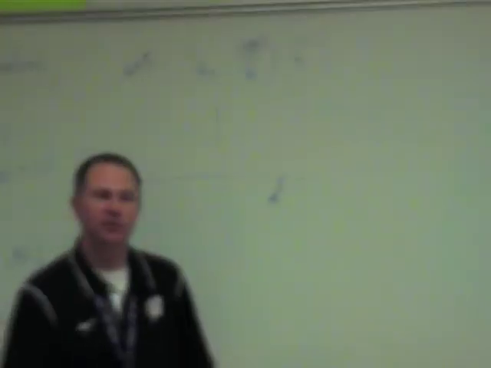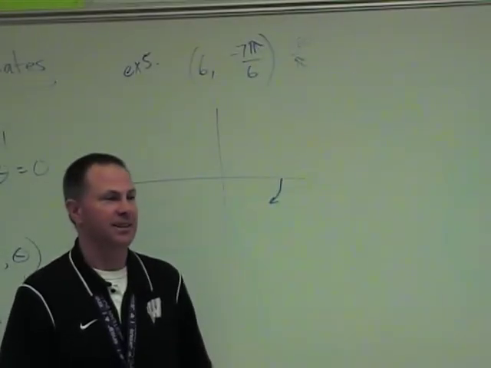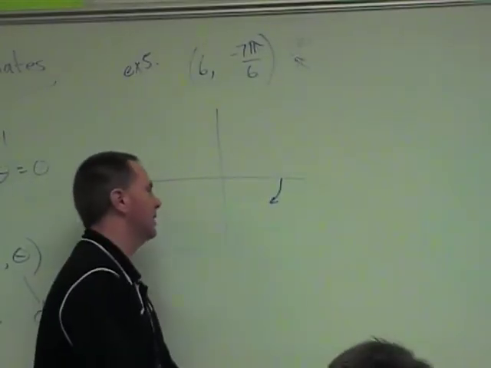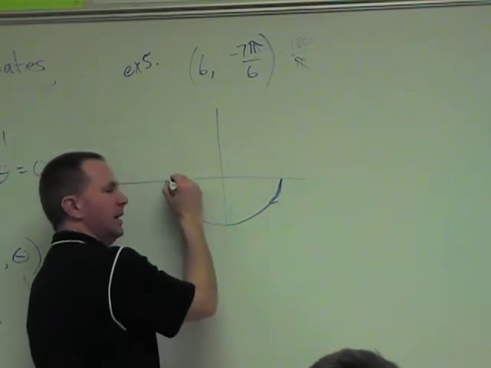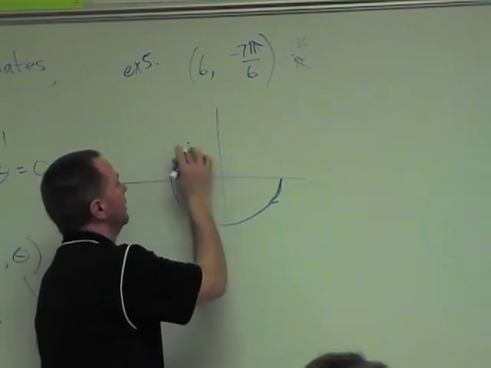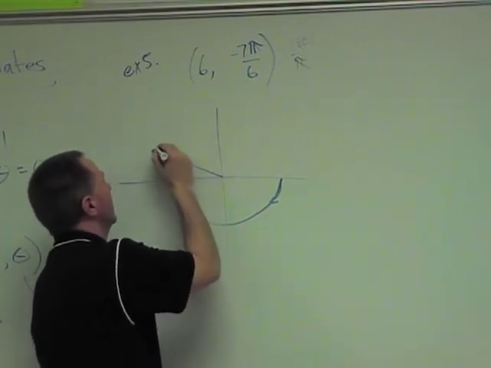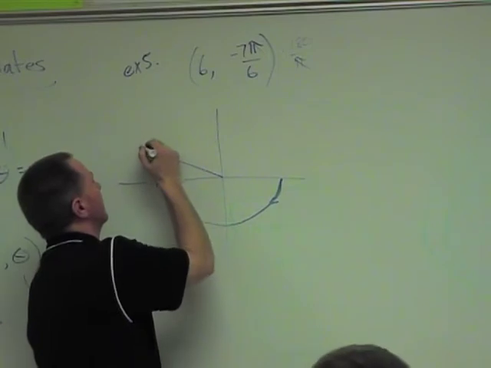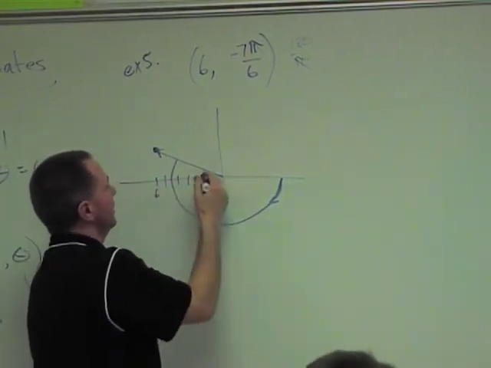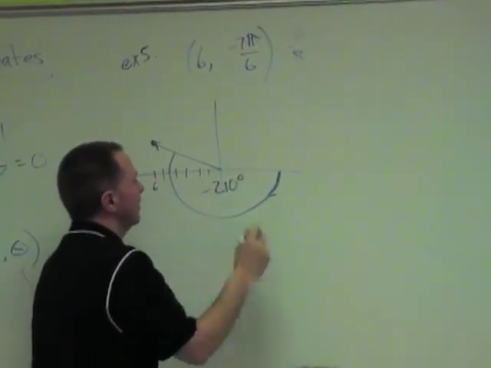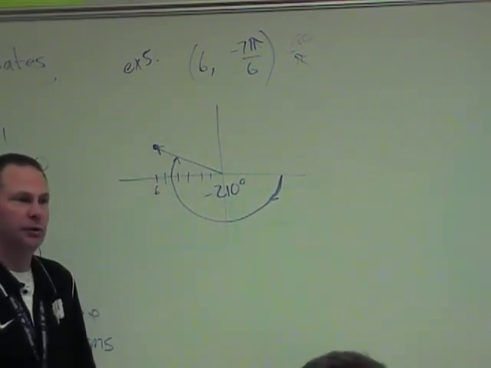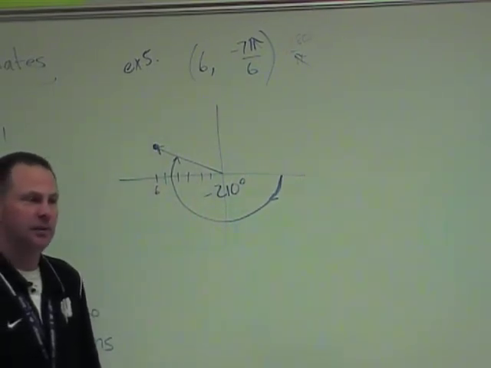I'll wait. You guys are going to answer my questions today. Negative 210 degrees. Well, there's 180. How much more do I need to go? 30 more degrees. So here I am. This is going to be 6. 4, 5, 6. And it is negative 210 degrees. So that's how I would graph that. Pretty simple.